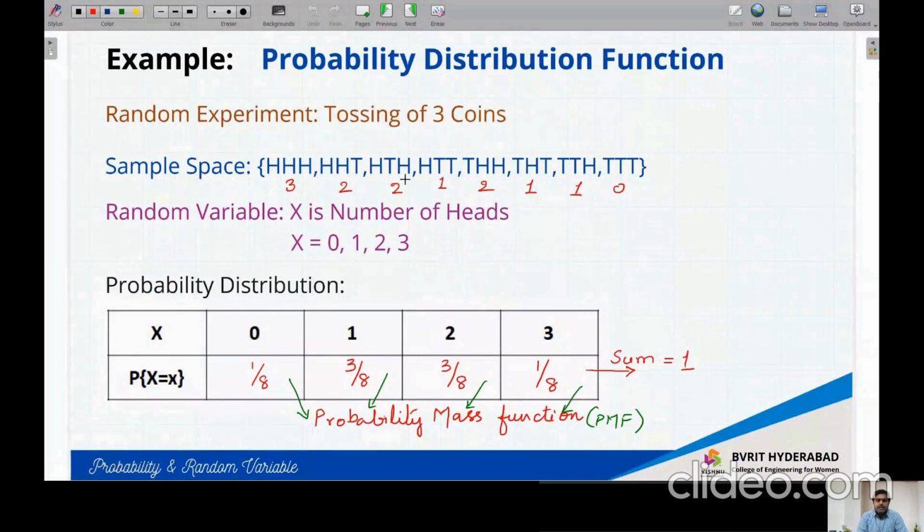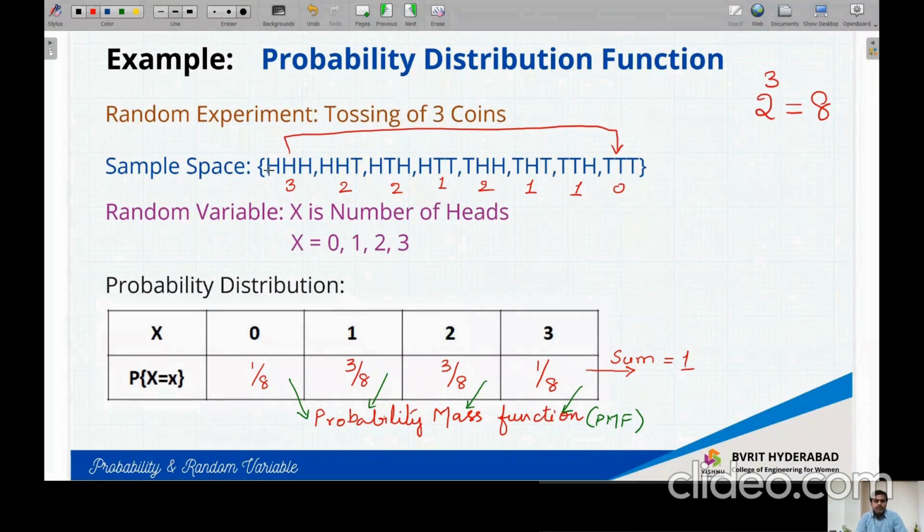Now, we have taken the same example of tossing a coin, but here tossing 3 coins, not 3 times, it is 3 coins, and we are observing the outcome on the face of the 3 coins. And here I have defined a random variable from this random experiment, that is how many number of heads I observe on the face of the coin. Now since I have 3 coins here, the total number of possible outcomes are 2 power of 3, that is 8 possible outcomes, and I have represented all the 8 possible outcomes here as a sample space, right?